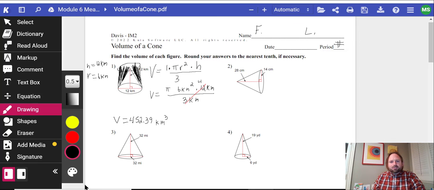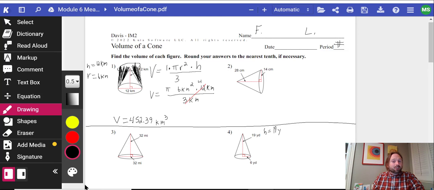All right, let's do number 4. Let's draw a line across. Let's do number 4 together. The height is equal to 19 yards, and the radius is equal to 6 yards. So I don't need to figure out what the radius and the height are, I already have them. But now, I'm going to write out my equation.